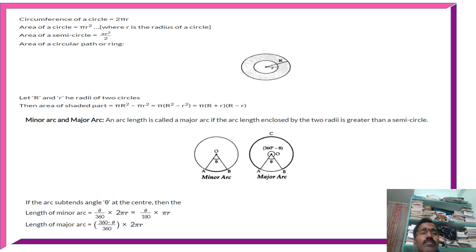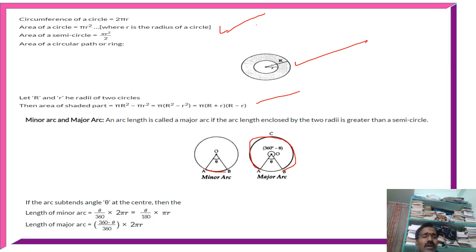Circumference of circle 2 pi r, area of circle pi r square, where r is radius. If diameter is given, we find radius by taking r equals d by 2, and area of semicircle is pi r square by 2. Area of ring, it is the ring formula pi of capital R square minus small r square, simply pi of capital R plus small r into capital R minus small r. And this is called arc. This is minor arc, and the rest part is major arc.